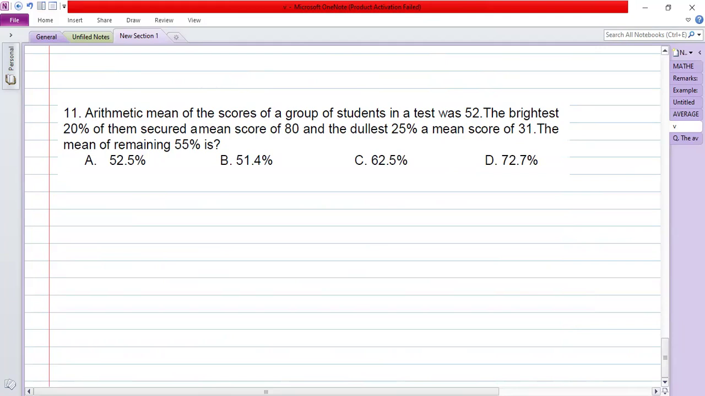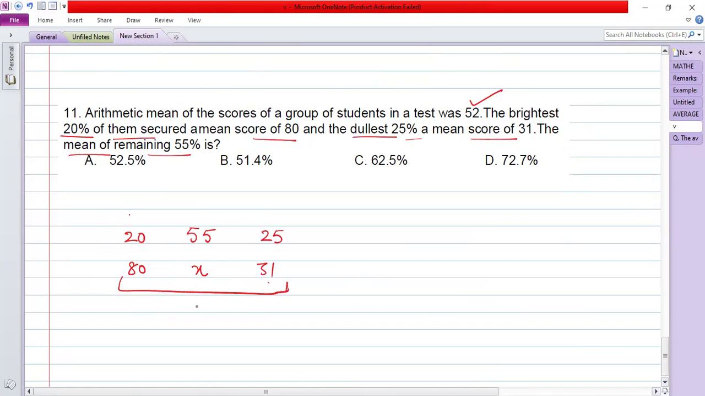So here, the arithmetic mean of scores of a group of students in a test was 52. The brightest 20% of them scored a mean score of 80 and the dullest 25% scored 31. What is the mean of the remaining 55%? So here, the top 20%, their average is 80, and the dullest 25%, it is 31. Obviously, we have to calculate for the remaining 55%. Let x be the average. The total average is 52.